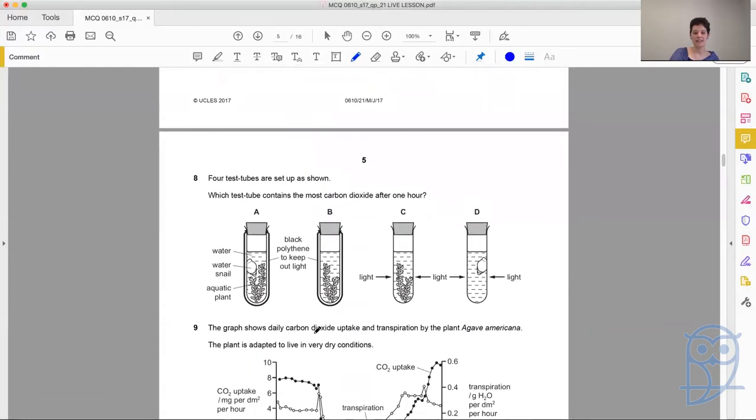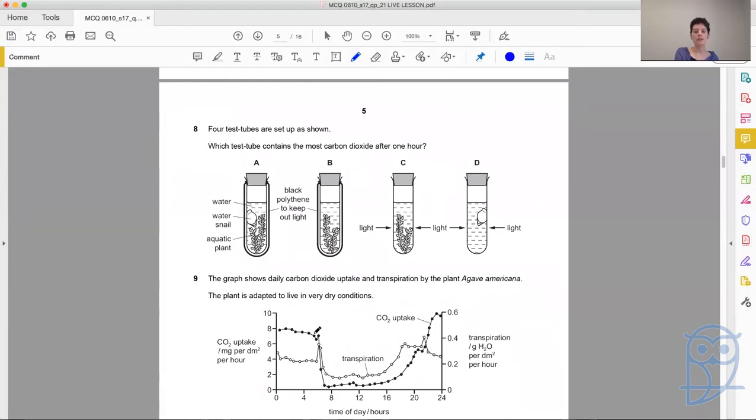So what comes next? 4 test tubes are set up as shown. Which test tube contains the most carbon dioxide after 1 hour? So let's see what we've got going on. We've got water and aquatic plants in the first 3. Then we've got snails in A and D. Okay, A and B, we have no light. C and D, we have light.